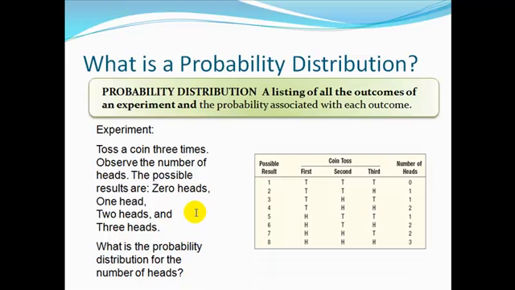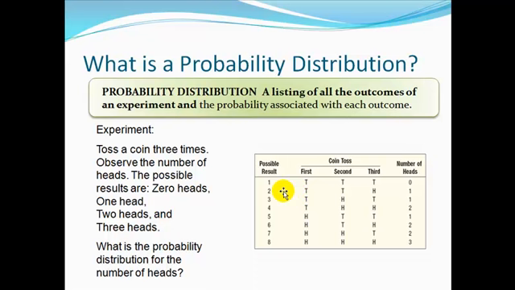So for this experiment, toss a coin 3 times. There are 8 possible results. One possible result is: you toss a coin 3 times. The first time you get tails face up. Second, tails face up again. Third, tails face up again. So you got 0 heads.